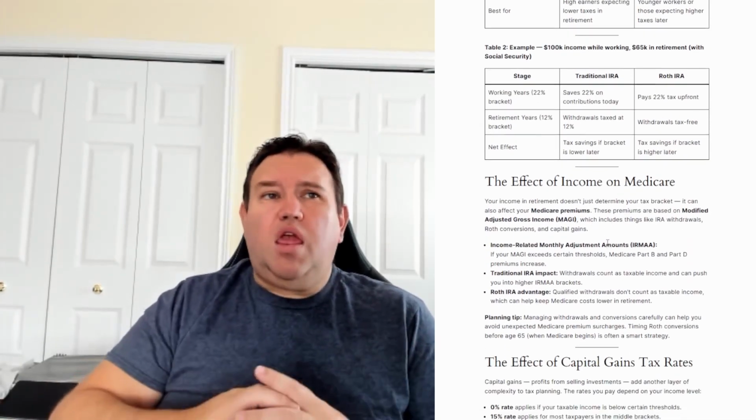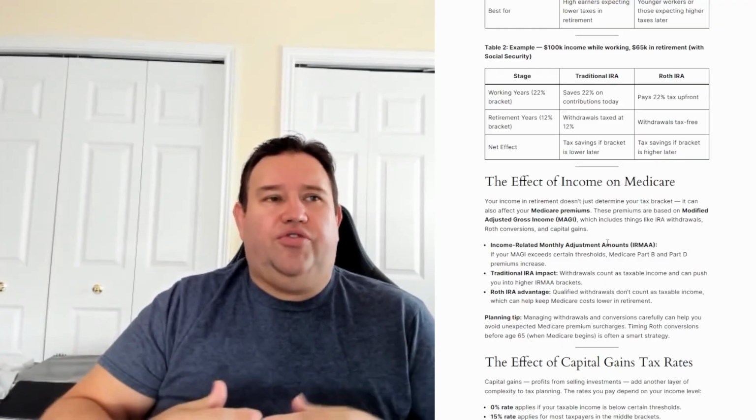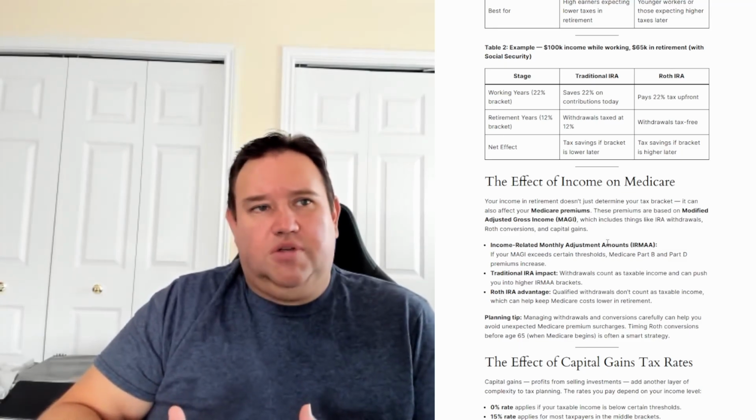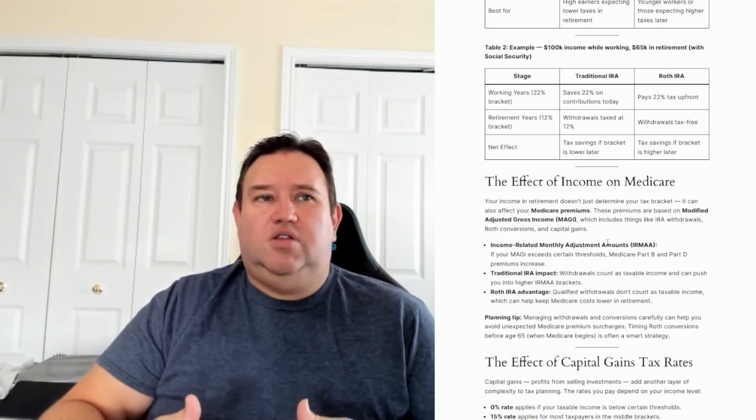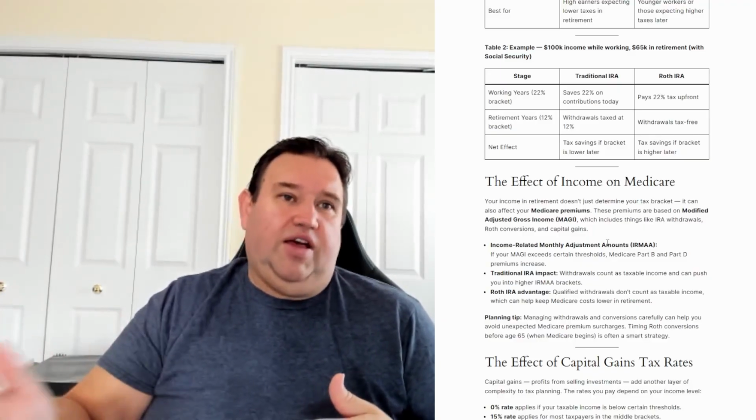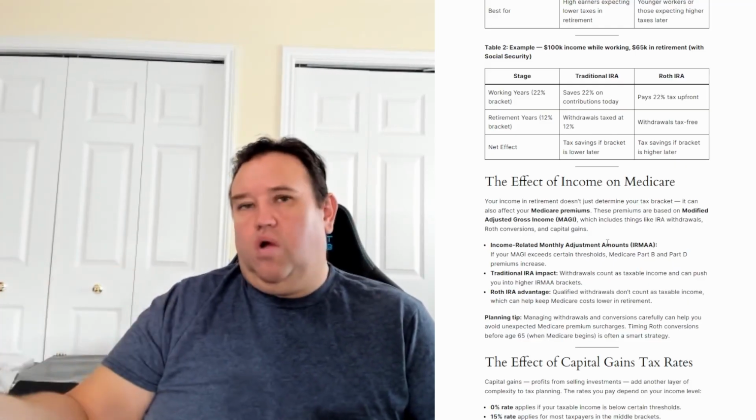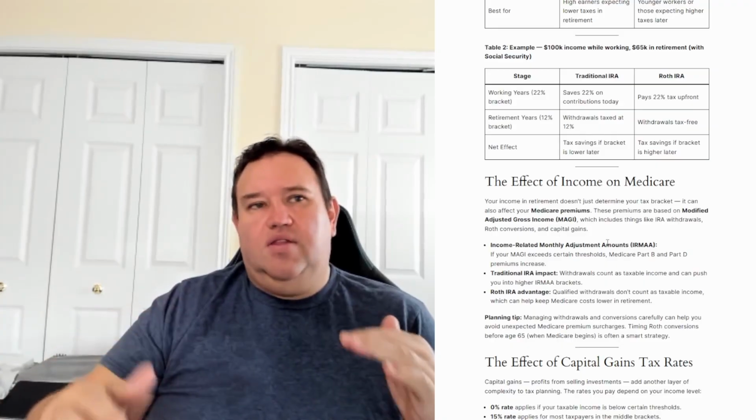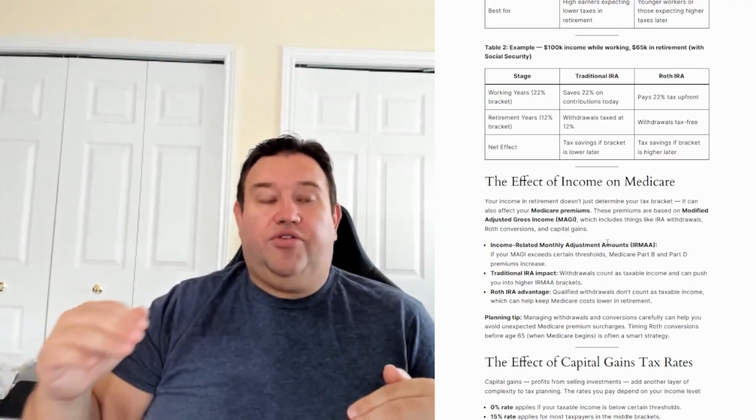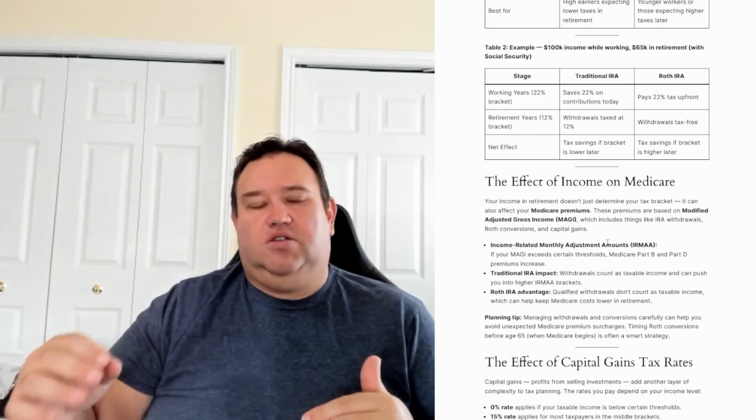Example 2. Let's say you have a $100K income while working and $65K in retirement with Social Security. In your working years you're in about the 22% tax bracket, and in your retirement years about 12%. With a traditional IRA, you save 22% on the contribution. If you did a Roth, you'd pay the 22% tax on that $1,000. In retirement, traditional withdrawals are taxed at 12%, but with a Roth the withdrawals are tax-free. The net effect in this scenario is that the tax savings from the bracket difference makes the traditional come out ahead of the Roth. So a traditional IRA might be a better fit for someone in that specific financial situation.